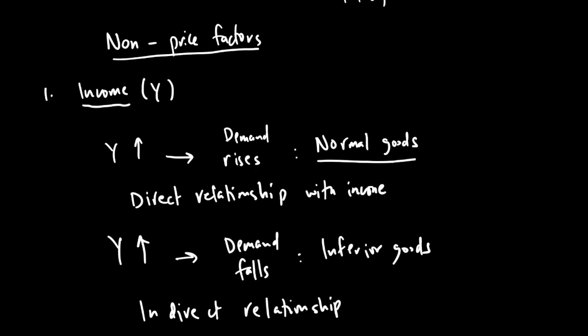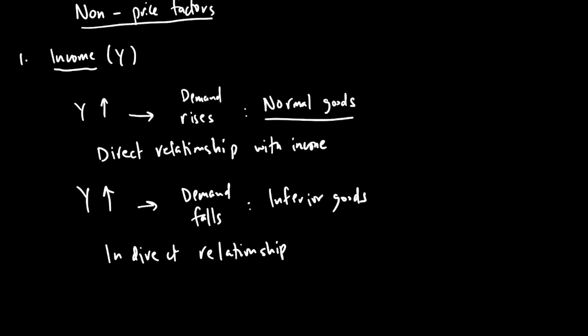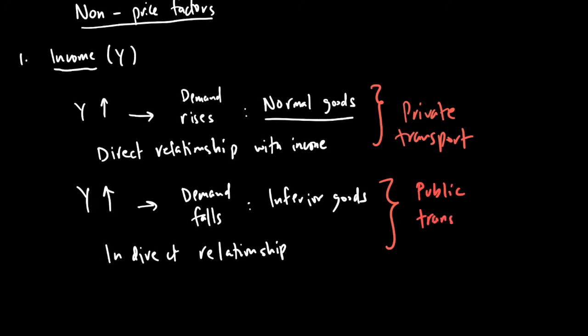So for example, demand for private transport would be what we call normal in nature. Why will it be normal in nature? Well, because if your income goes up, you may decide to drive your car, but if your income goes down, you may decide to not drive your car, but probably go by bus or even do carpooling. So when your income goes up and your demand for some goods is falling, we call it inferior. A good example would be public transport. Public transport may see a fall in demand when incomes are rising, but public transport will definitely see a rise in demand when incomes are falling.